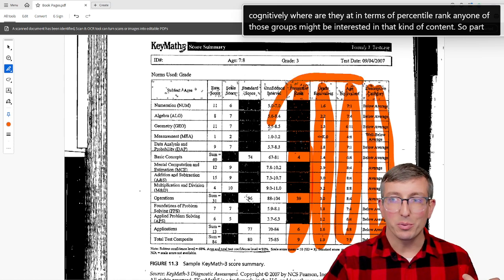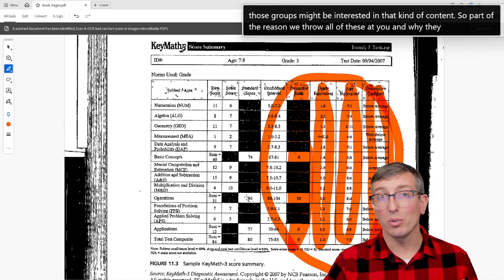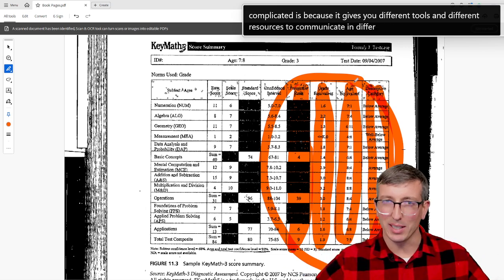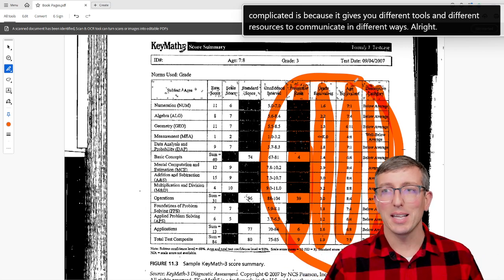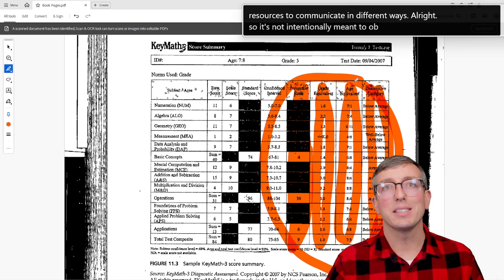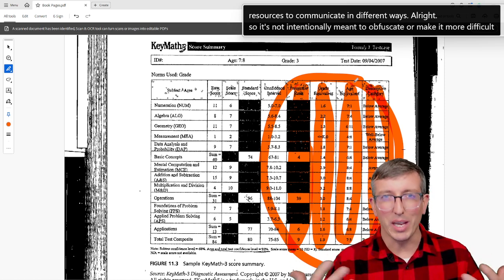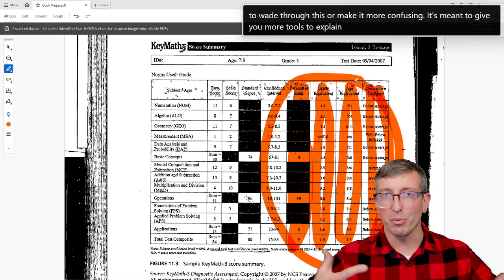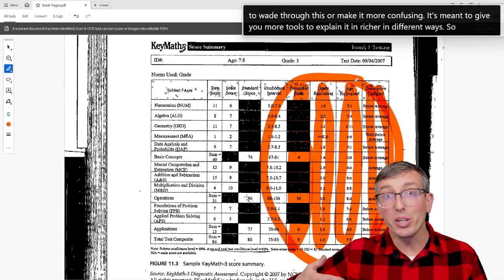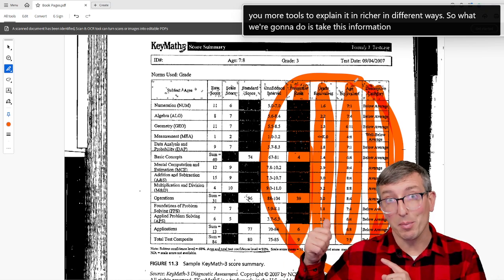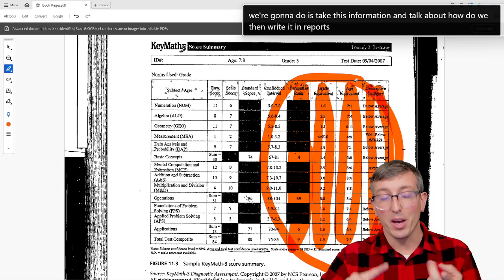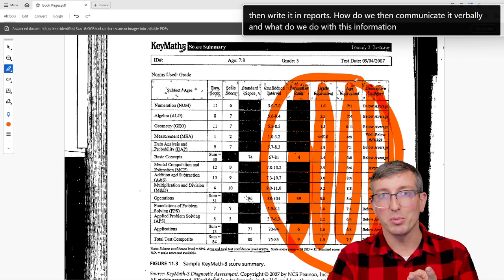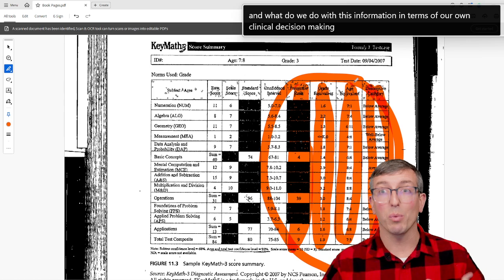So part of the reason we throw all of these at you and why they look so complicated is because it gives you different tools and different resources to communicate in different ways. It's not intentionally meant to obfuscate or make it more difficult to wade through this or make it more confusing. It's meant to give you more tools to explain it in richer and different ways. So what we're going to do is take this information and talk about how we then write it in reports, how we communicate it verbally, and what we do with this information in terms of our own clinical decision making. Because what would I do with this?